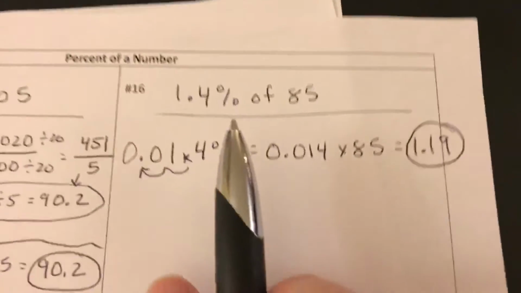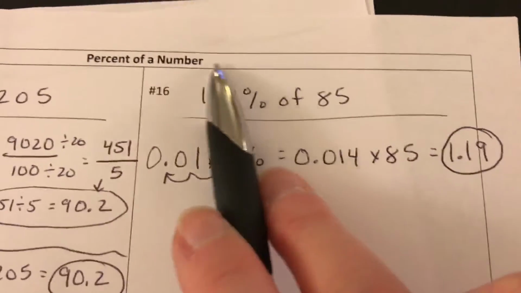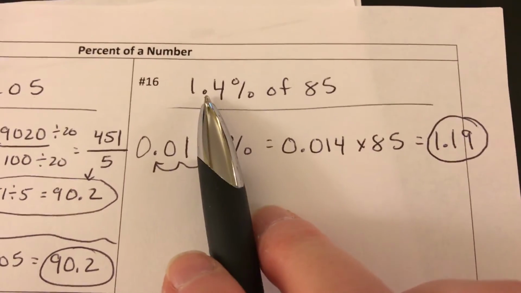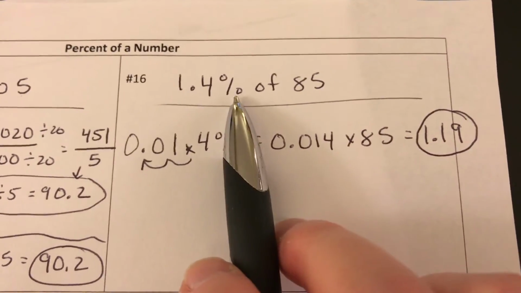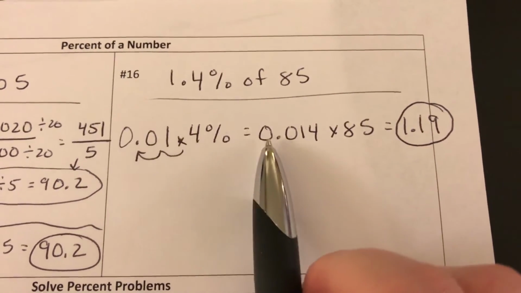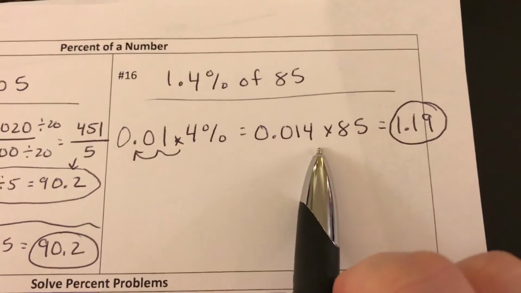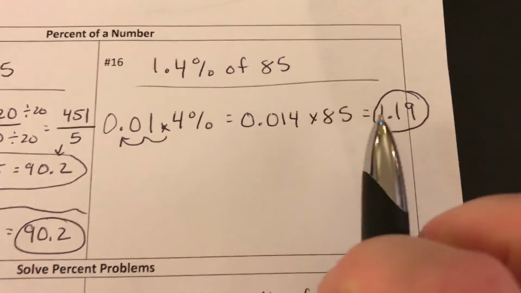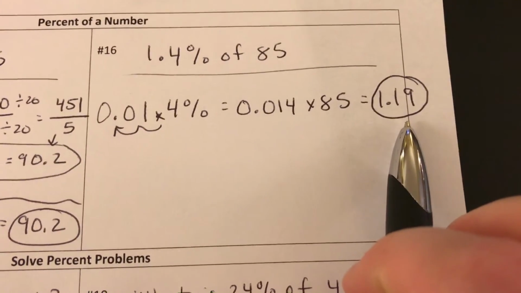All right, this way you have to do the move the decimal because you have this situation right here of a percent with a decimal in it. So 1.4%, turn it into a decimal, cross it off, move it 2 to the left. That gives you 0.014. That decimal times 85, right here, is 1.19 in the calculator.